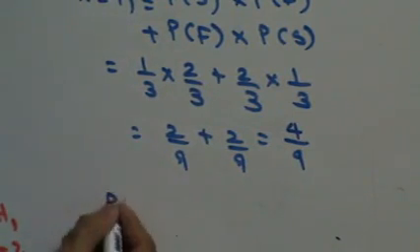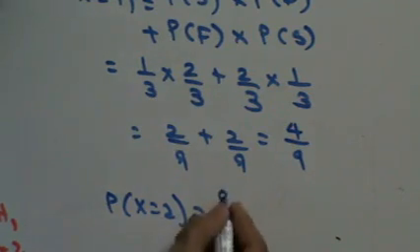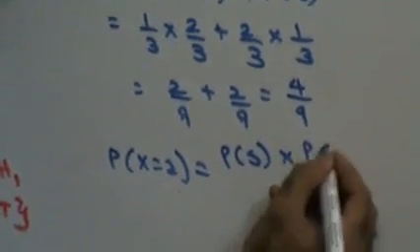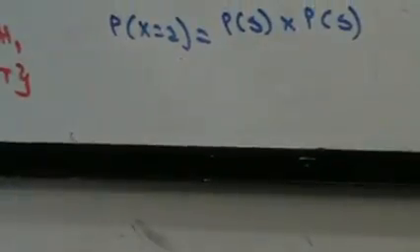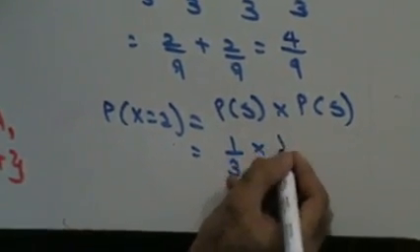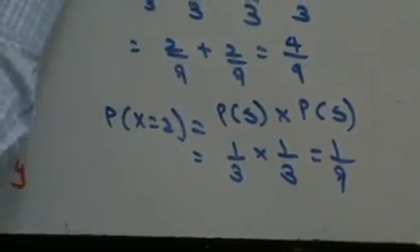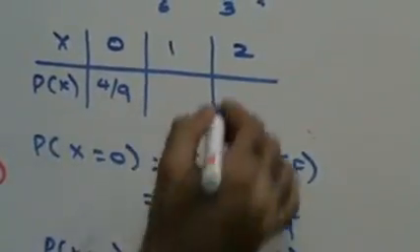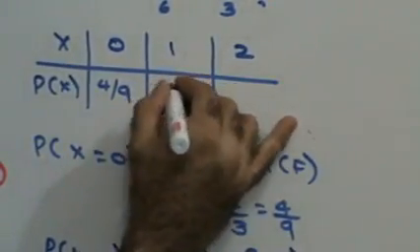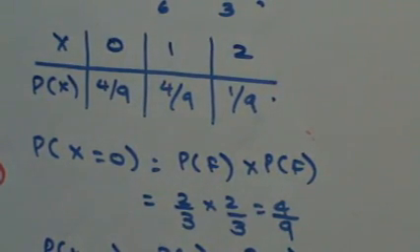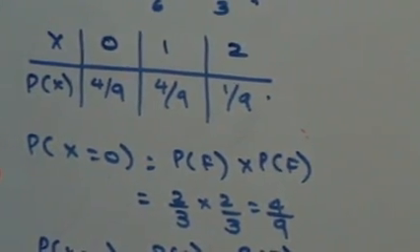Okay, next, probability of X equal to 2. Two successes means the first die should show a success and the second die should also show a success. First die success 1 by 3, second die success 1 by 3, which is 1 by 9. So the probabilities are 4 by 9, 4 by 9 and 1 by 9. That is going to be my probability distribution of the random variable X. Fine, do we get this? Next, take down the next sum please.